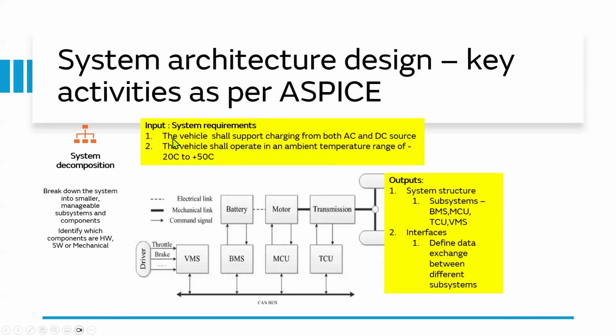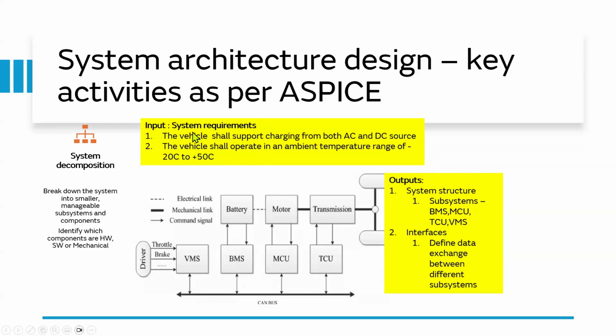So the input could be, as I said, a system requirement. You may have a system requirement which says the vehicle shall support both AC and DC charging, or DC and AC source. And another system requirement could be that the vehicle should operate between -20 degrees C and 50 degrees C. So that is your input to architecting your system.